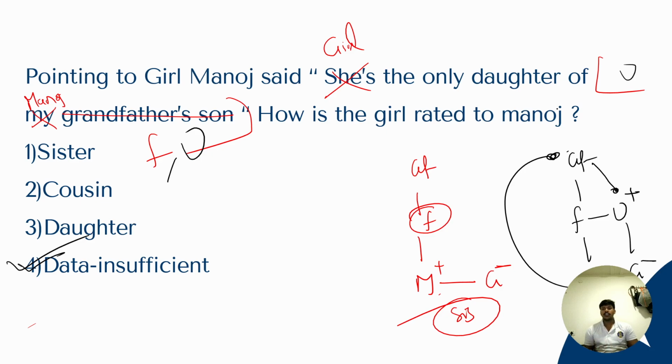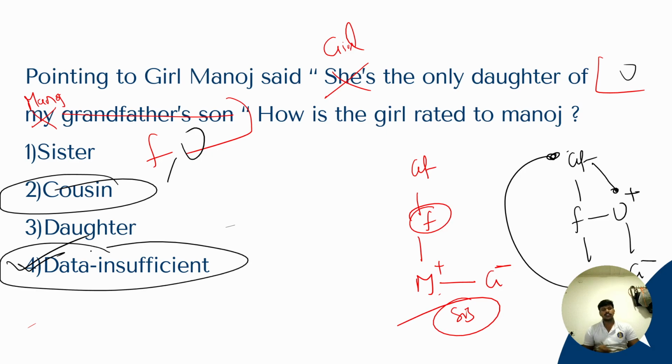But listen, if the option cousin is not there and the option data insufficient is not there, let us take you are having four random relations, then go for sister. But the accurate answer is always going to be data insufficient because we're having two possibilities here. So these are the major models in blood relations.